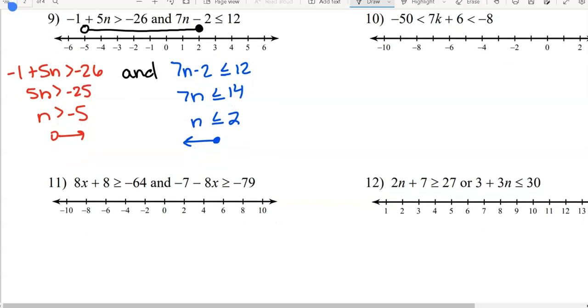Remember, if you got a partner next to you, have them do one and you do the other. So 8x plus 8 greater than or equal to -64. We're going to subtract that 8 over. That gives me -72. Then we divide by 8, which is a positive number, so we're not flipping it. We are going to be equal to -9. So x is greater than or equal to -9. That's a closed dot going to the right.